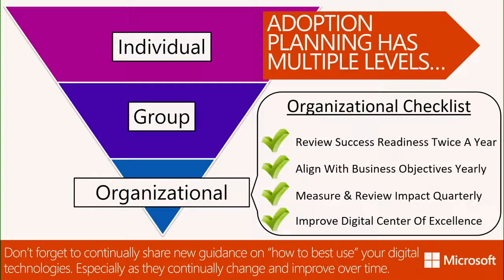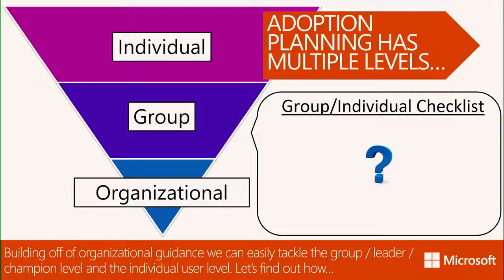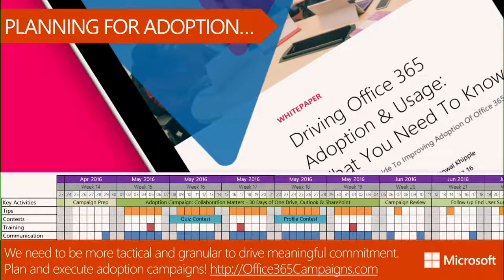So now let's talk about the other side of this, because I said that the group and individual checklist is also really challenging. All the slides are available. So how do we do that? I'm doing all right on time. This is about driving adoption. We want to get people to adopt it at a group level and individual level.